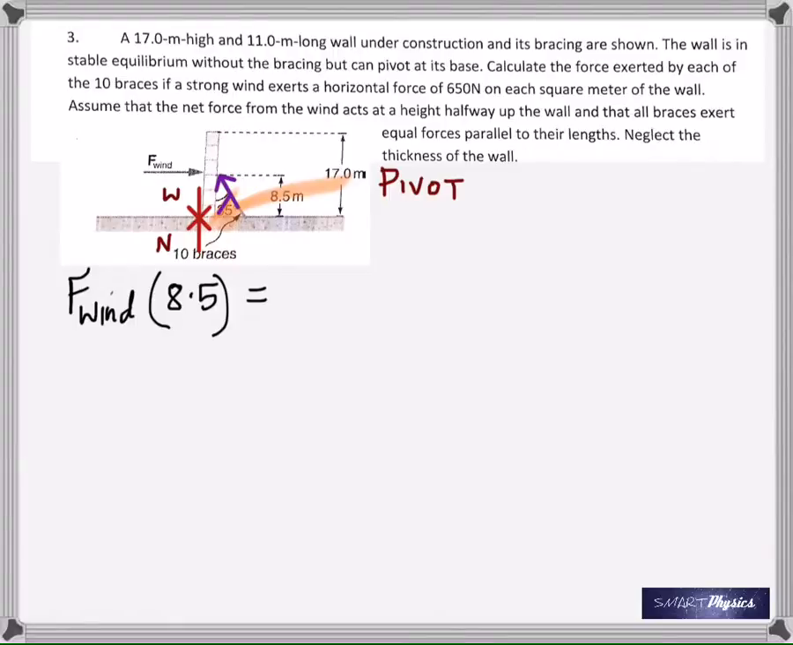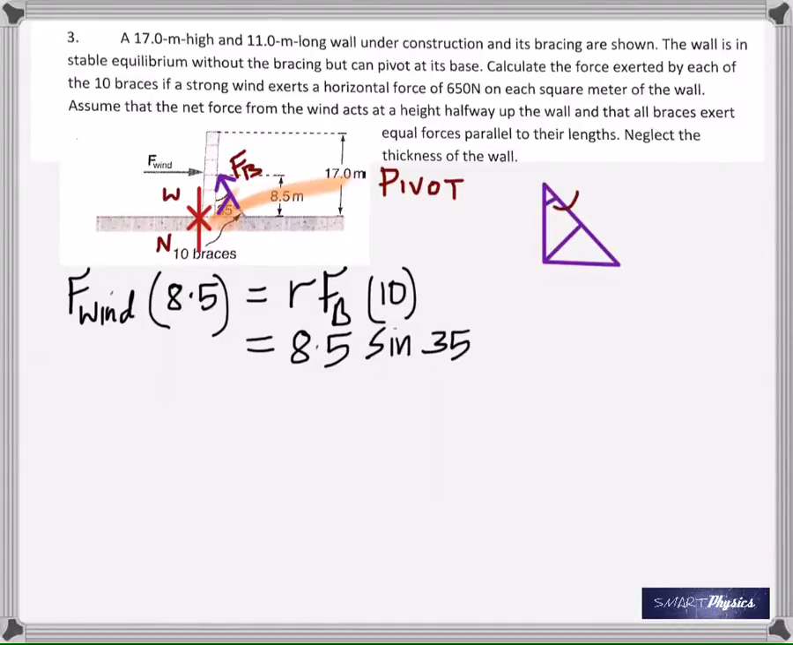Now the counterclockwise torque is set up by the forces in the braces. As you can see, the forces in the braces there, because these two do not have any torque, because it's at zero distance from the pivot. Alright, so we call that FB, and so the counterclockwise torque is R times FB times 10, because there are 10 braces. And the distance is 8.5 sine 35, as I'm trying to explain in this diagram.